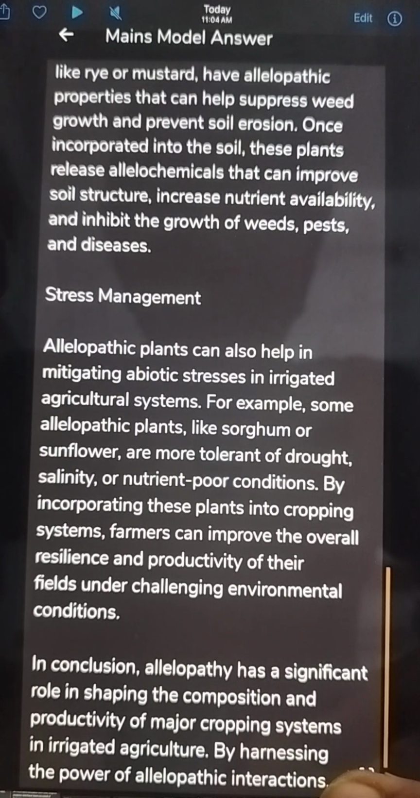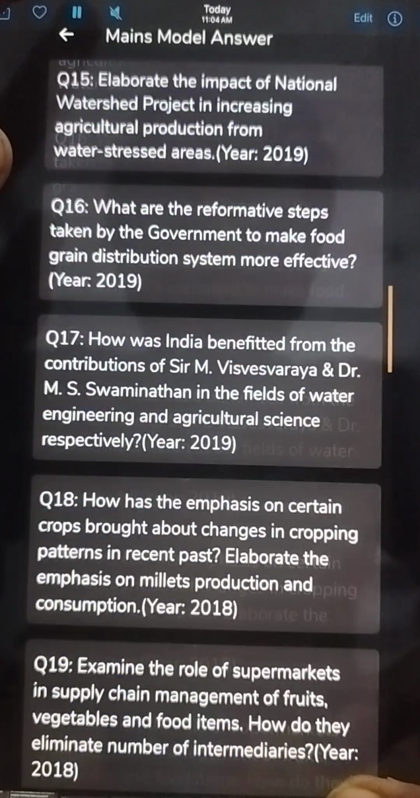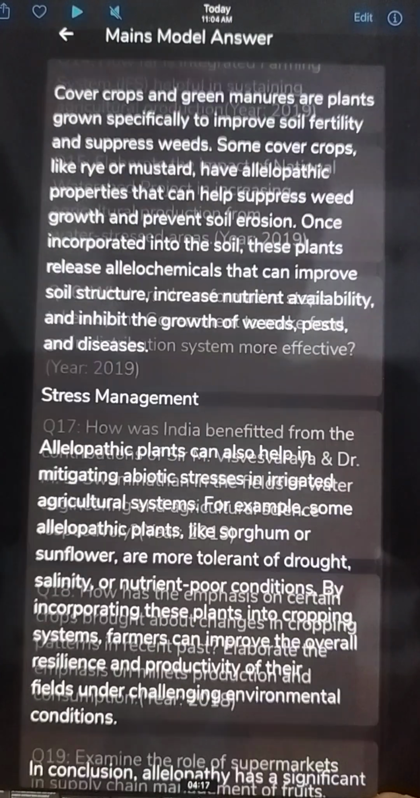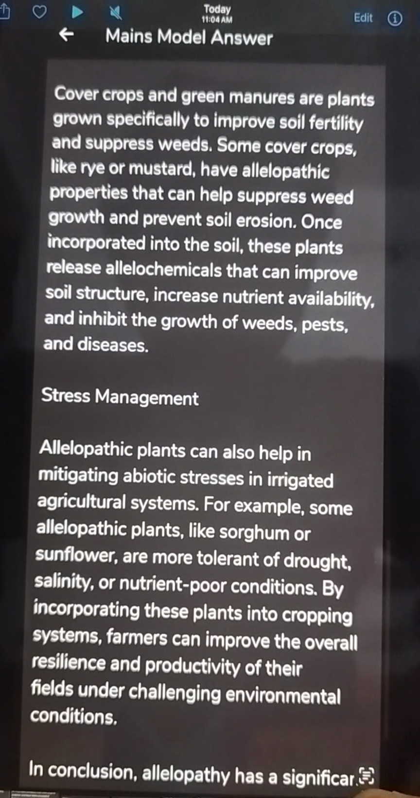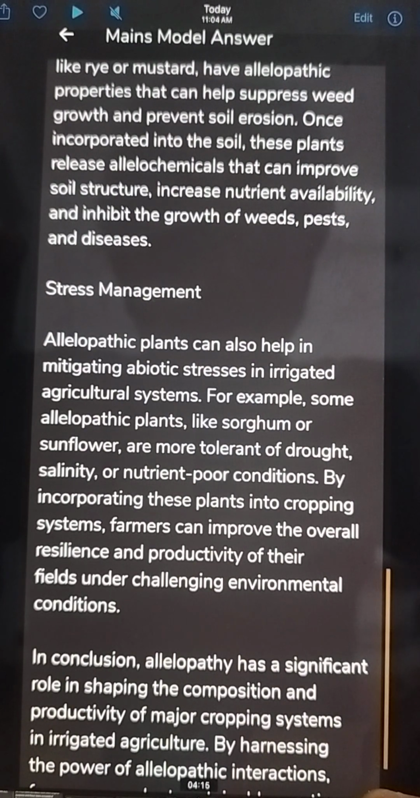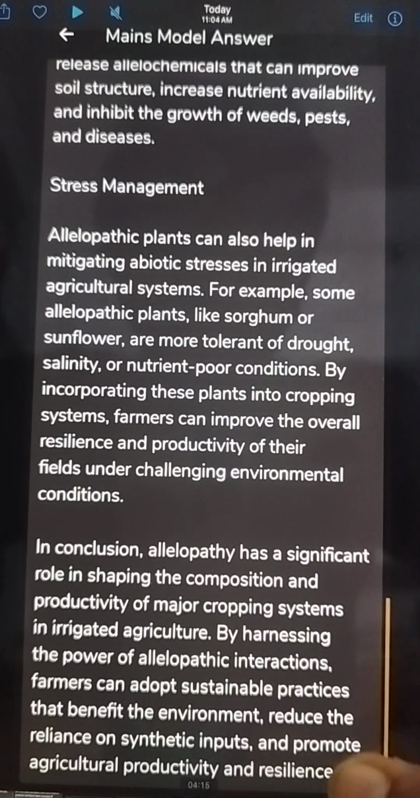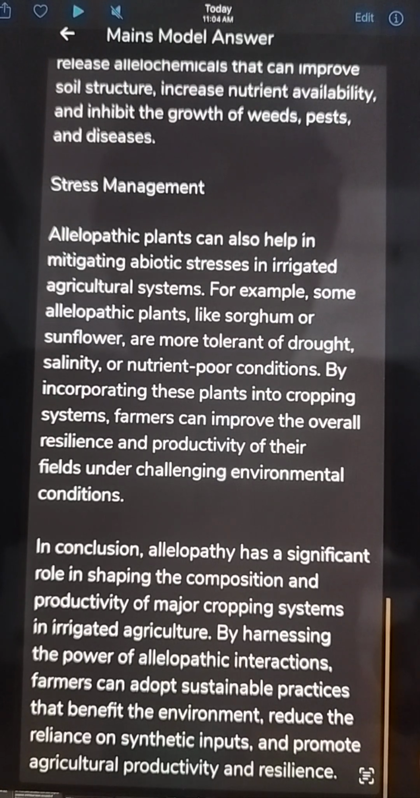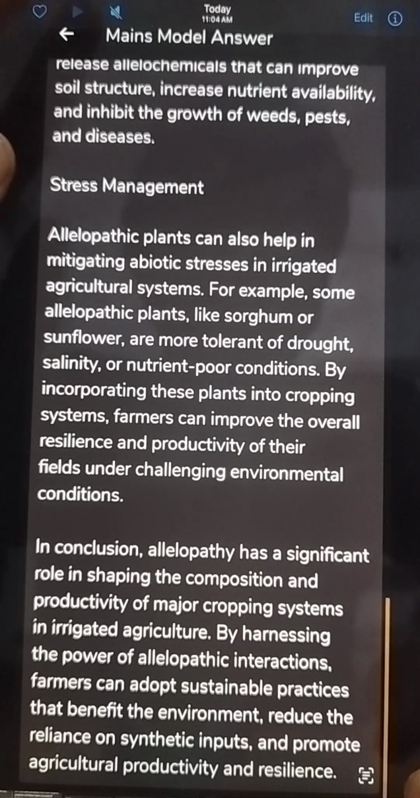environmental conditions. In conclusion, allelopathy has a significant role in shaping the composition and productivity of major cropping systems in irrigated agriculture. By harnessing the power of allelopathy, farmers can adopt sustainable practices that benefit the environment, reduce their reliance on synthetic inputs, and promote agriculture productivity and resilience.